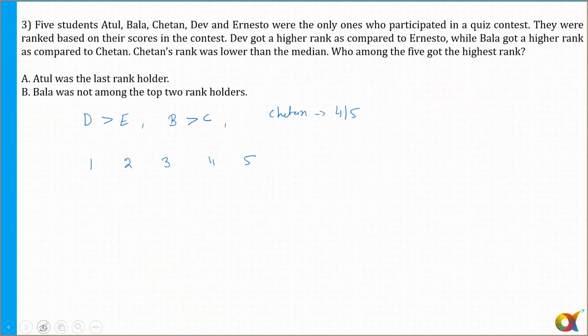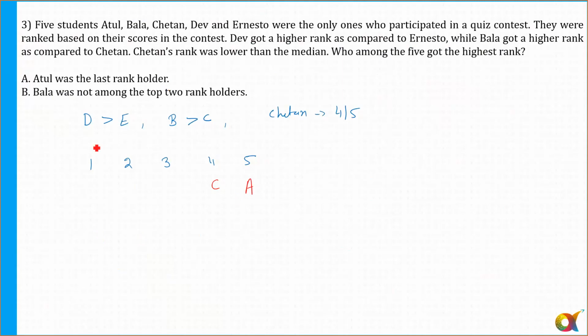What does statement A say? A says Atul was the last rank holder. So I put Atul as the last rank holder. So Chetan must be at the 4th. But with the first statement individually, can we identify who has got the highest rank? No. Who will come at the 1st, 2nd, 3rd position?